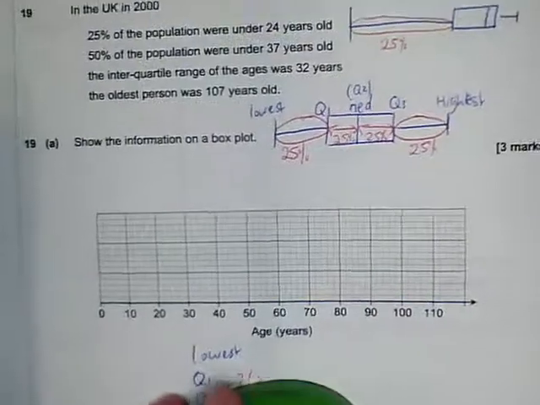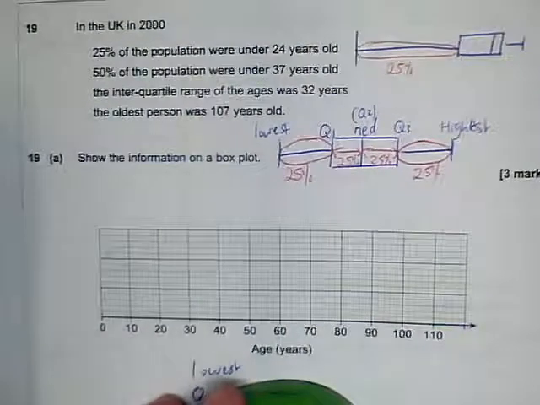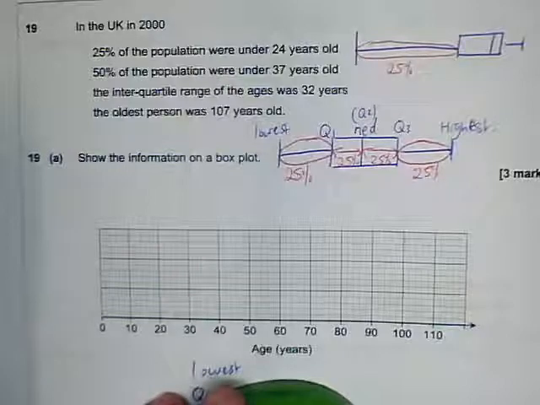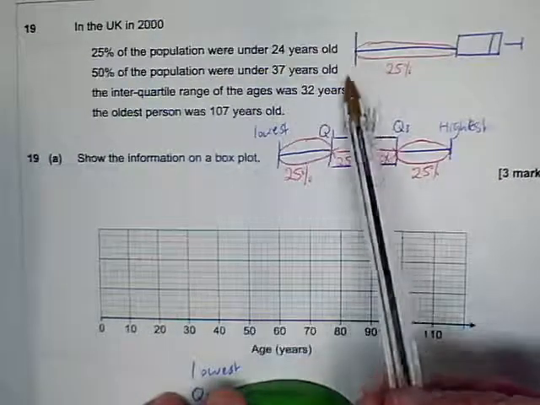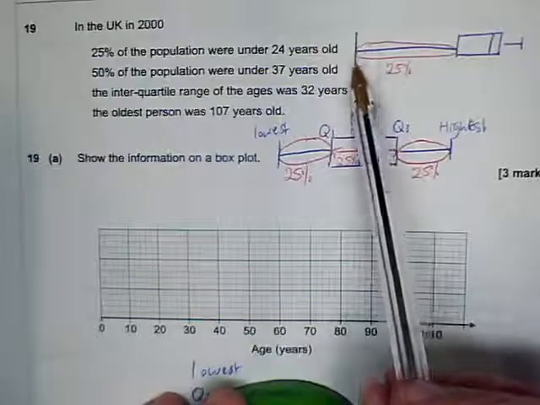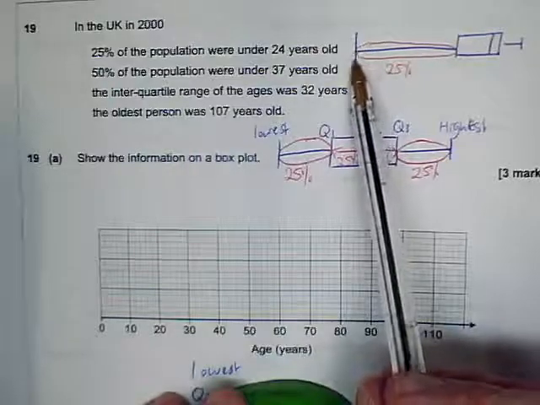Now, if you think about it, we're dealing with ages in the UK, all right? And 25% of the population were under 24. If you think about babies, newborns, the youngest person would be 0 years of age. So that's where we're going to start, at 0.